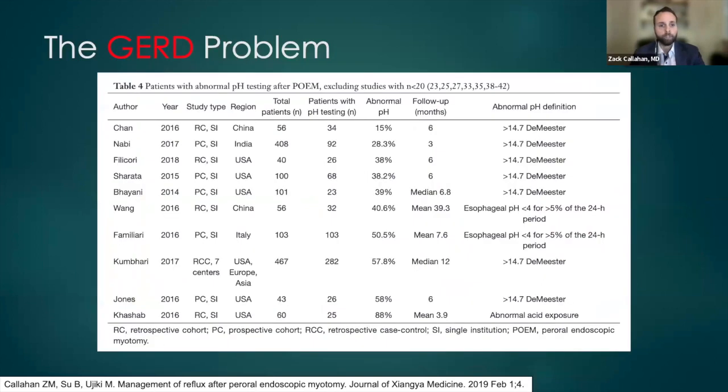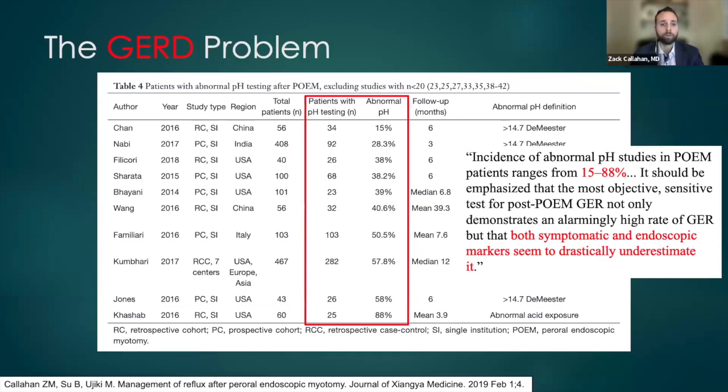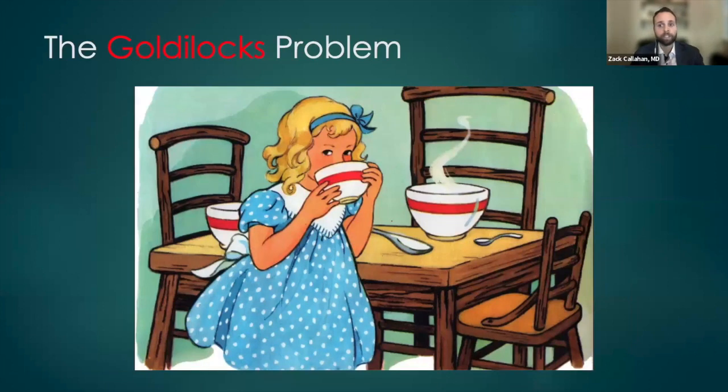But the story gets a lot more alarming when we look at studies that actually have post-POEM objective testing. In these studies with people undergoing pH testing after POEM, we see that rate much higher, in the 15 to 88% range. I think what's even more concerning is that, clearly, if we're looking at symptomatic GERD rates, that is drastically underestimating the actual incidence of post-POEM GERD. And I think this is why we really have to get this right.